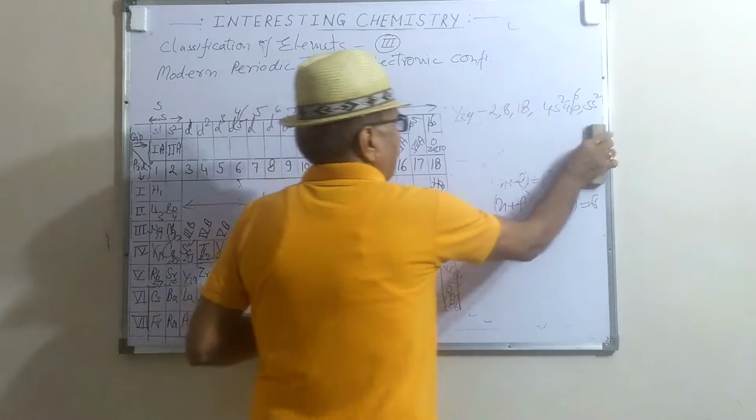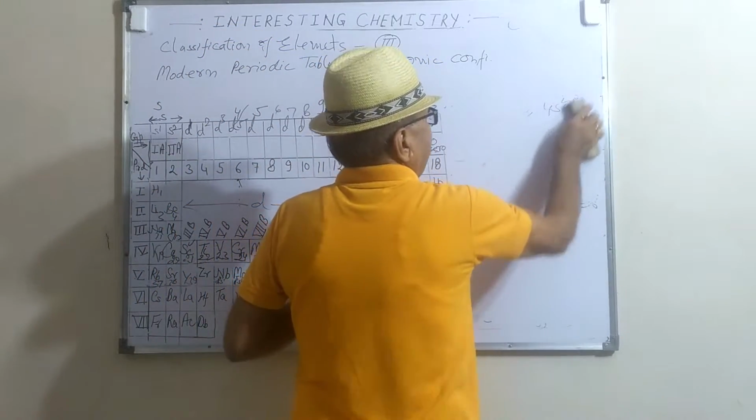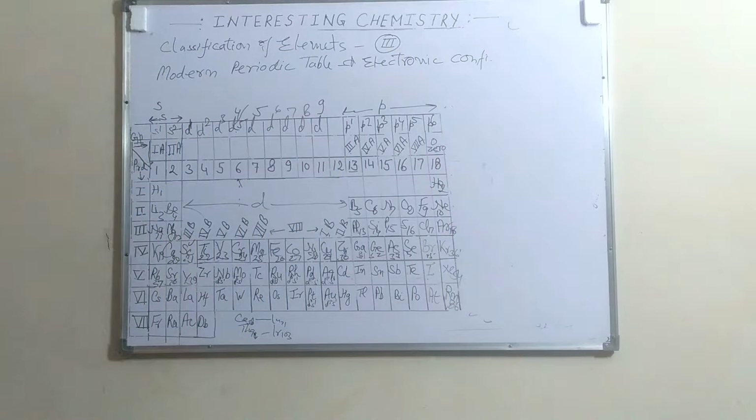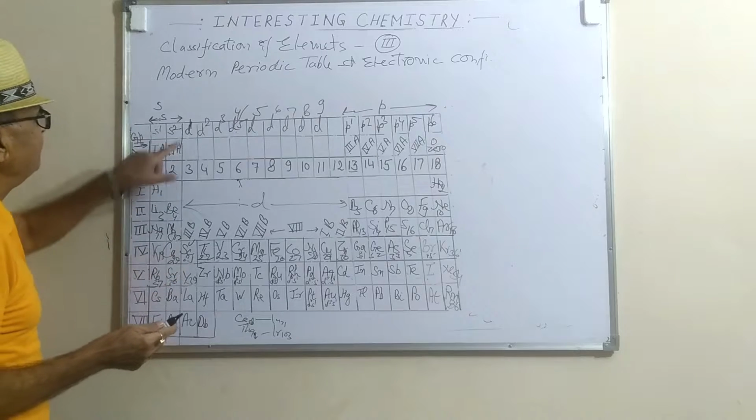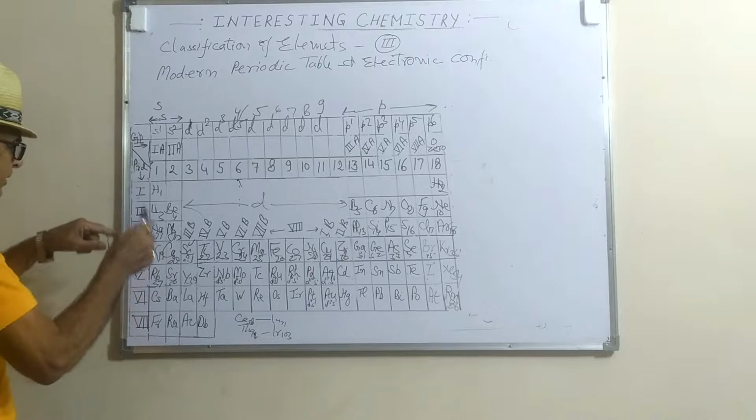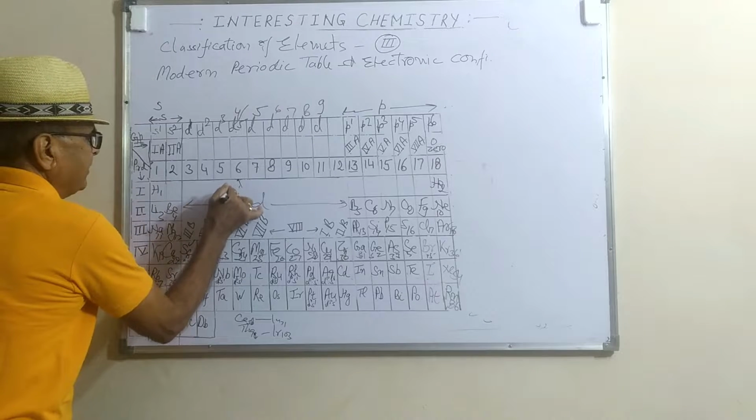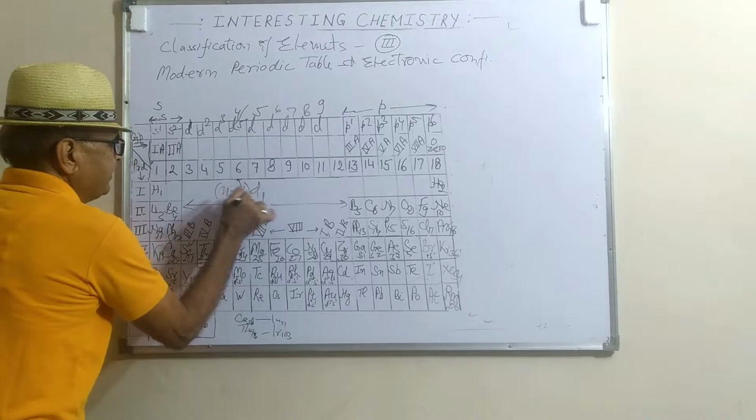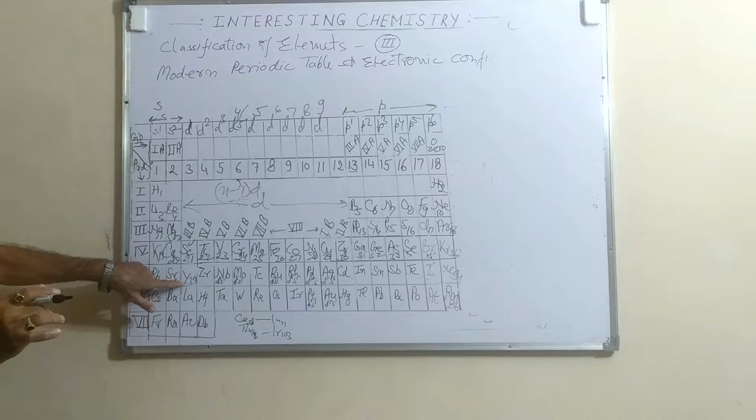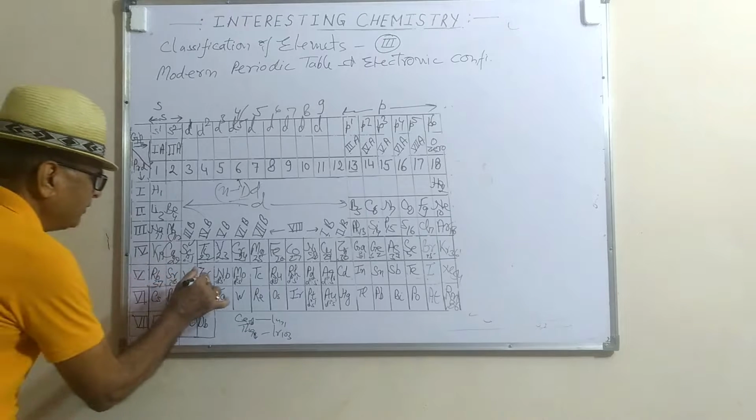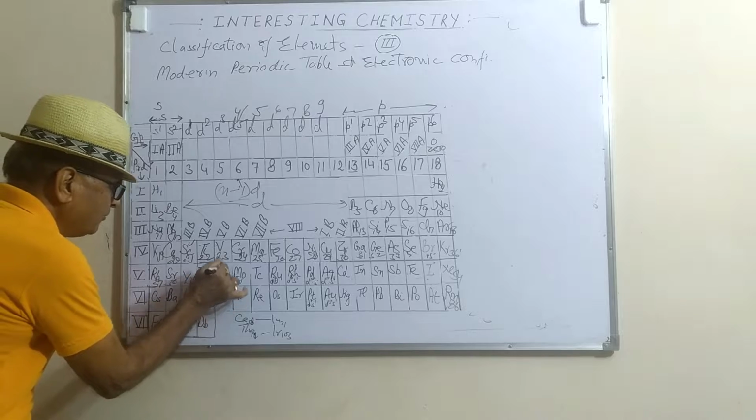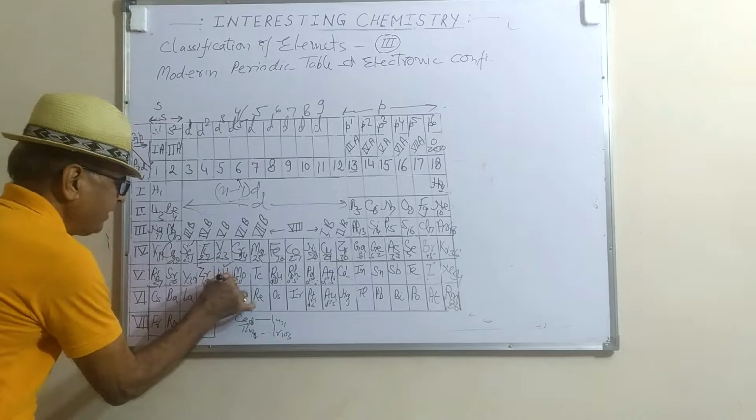Now I have again explained the starting of d1. As I told you, don't find d1 directly, it is (n minus 1)d. So here n is equal to 5, so d will be 4d1. Here for 40, it is 4d2. And now come to niobium 41.